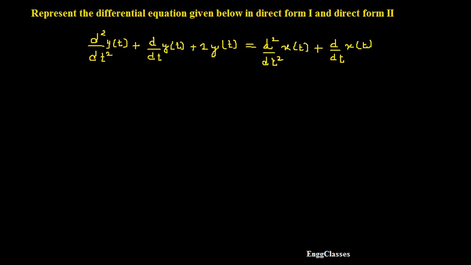In this video lecture, we'll consider representing the differential equations given below in direct form 1 and direct form 2. So what is the differential equation? Which is given as d square by dt square y of t plus d by dt of y of t plus 2 times y of t is equal to d square by dt square x of t plus d by dt of x of t.